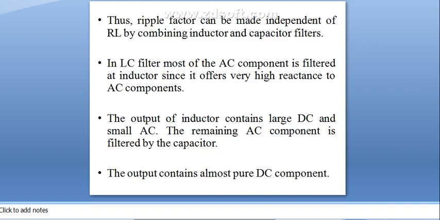Here the ripple factor can be made independent of RL by combining inductor and capacitor filters. So here we are combining the inductor filter and capacitor filter. In the LC filter, most of the AC component is filtered at the inductor since it offers very high reactance to the AC components.